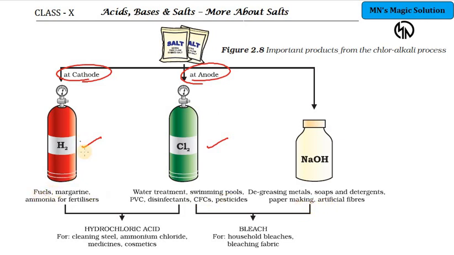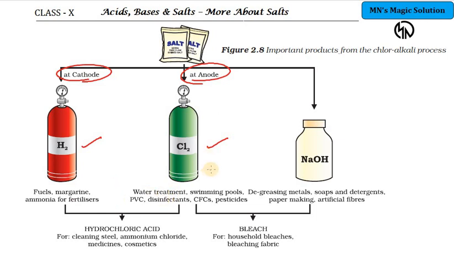What are the uses? Hydrogen gas is used in fuels, in margarine and ammonia for preparation of fertilizers. Chlorine gas is used for water treatment, swimming pools, PVC, disinfectant manufacturing, CFCs and pesticides manufacturing. NaOH is used in degreasing metals, soaps and detergents, paper making, artificial fibers. Don't just think I'm reading out all the uses. You make sure that you remember which is used for what.